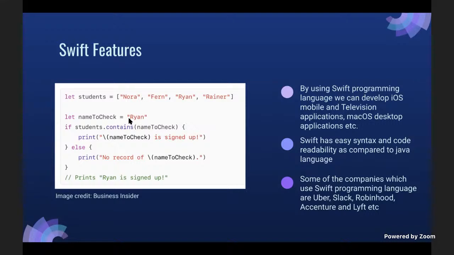If it contains it, great, then Ryan is signed up. If it doesn't contain it, just say else Ryan, or no record of Ryan, that kind of thing. So this is how Swift operates. It's very friendly as well. It's readable, it's clean. And so if you want to be a Swift engineer or an iOS developer, then you might want to consider Swift from scratch. You have to understand the basics and how it works, right?